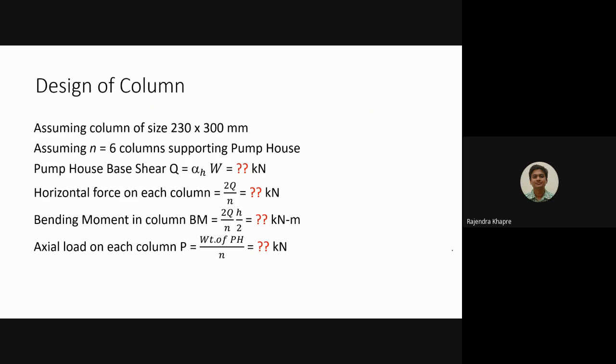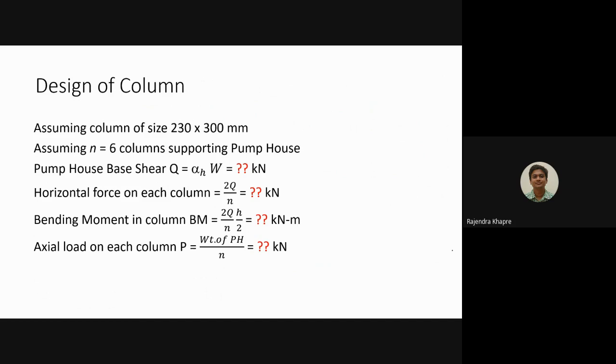Now we'll continue with the old topic and we will see the design of columns. If you remember, in the pump house we have not designed the columns. And remember the top ring beam was supported by 6 number of columns. At that time we assumed the width of the support, that is the width of the column, as 230 mm. So I am continuing with the 230 mm.